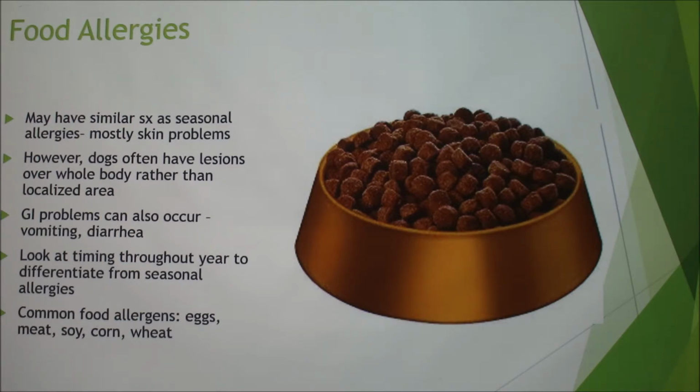So one way to tell is to pay attention to the timing that the dog has the allergy. If it's a year-round thing, then it's more than likely a food allergy, but if it just happens in the summer or just in the spring, then it's probably a seasonal allergy.